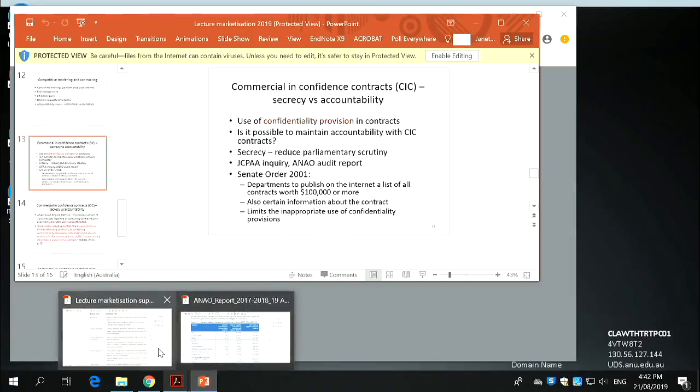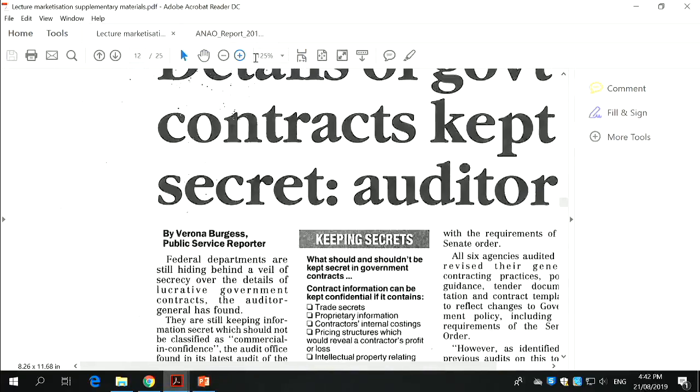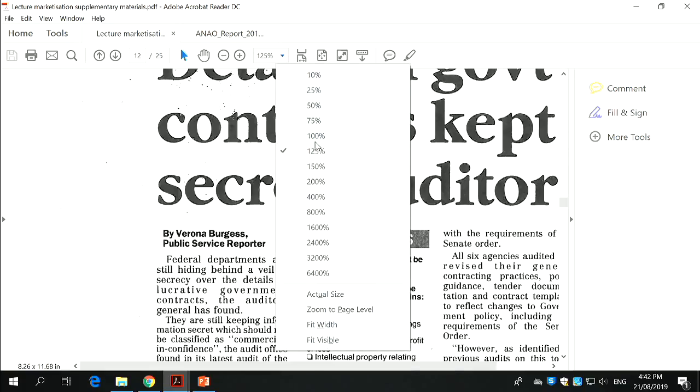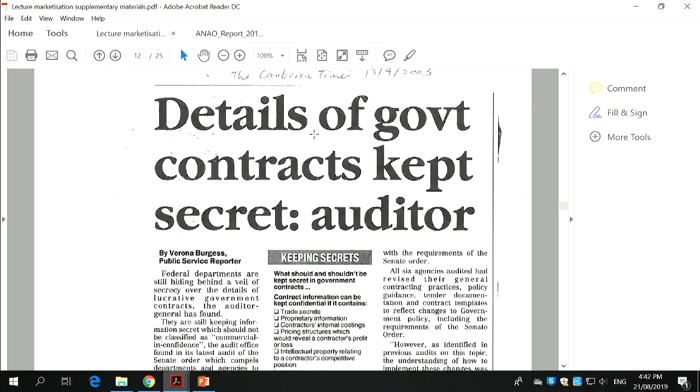Let me give you some examples from newspaper articles. Here, this one, back to 2003. Now, this is not a new issue. The problems about secrecy in using this kind of contract are not new. It has happened since this kind of contract has been in place. So details of government contracts are kept secret.